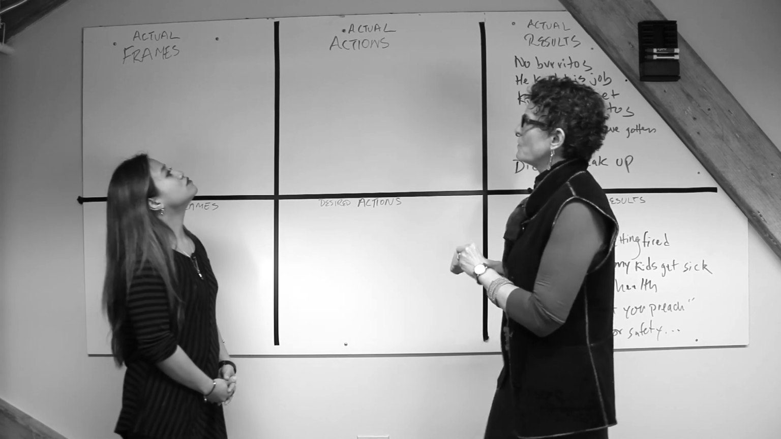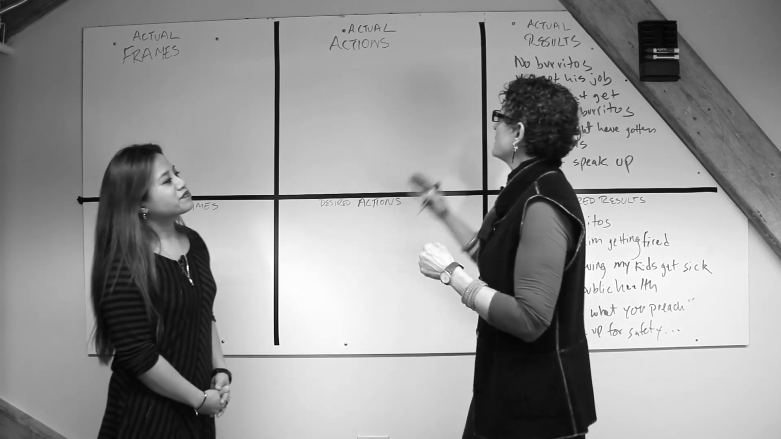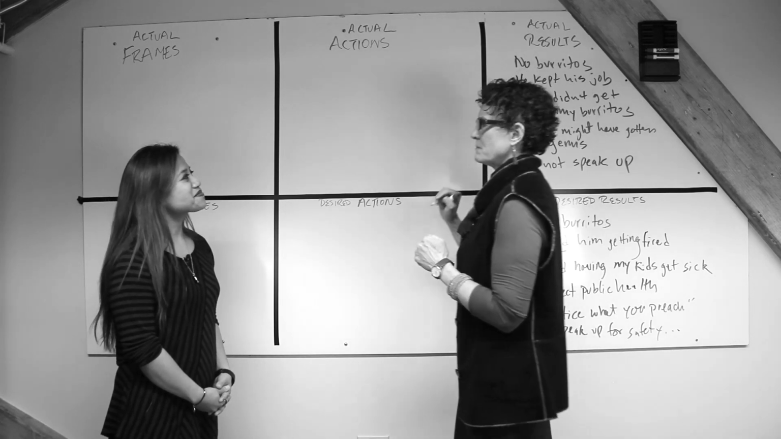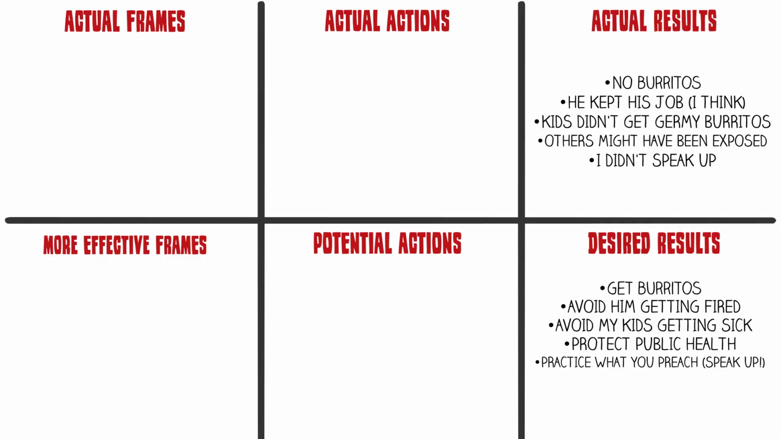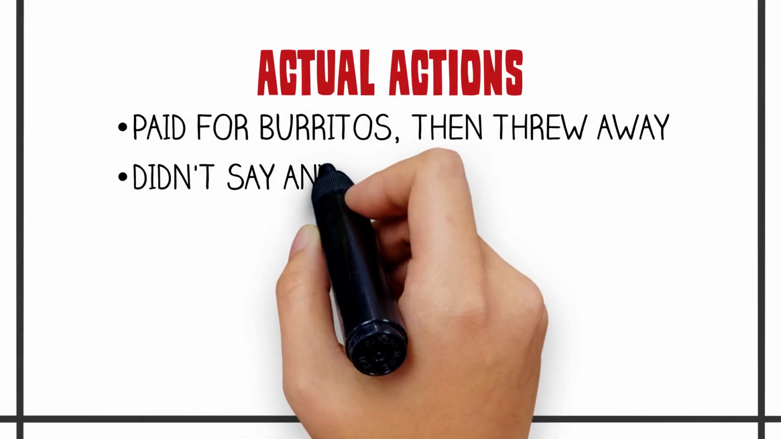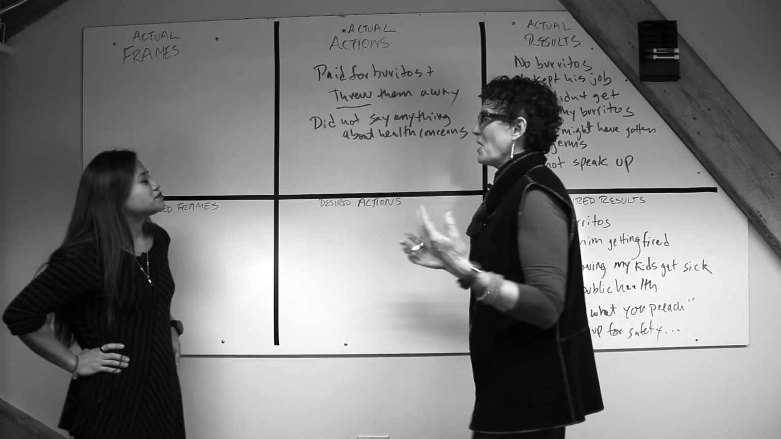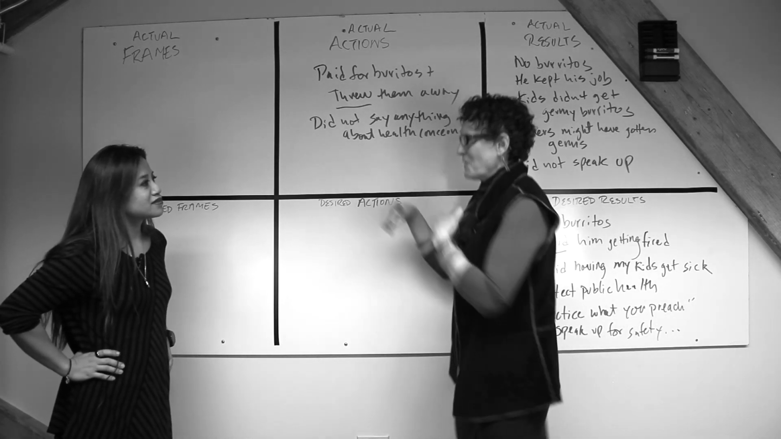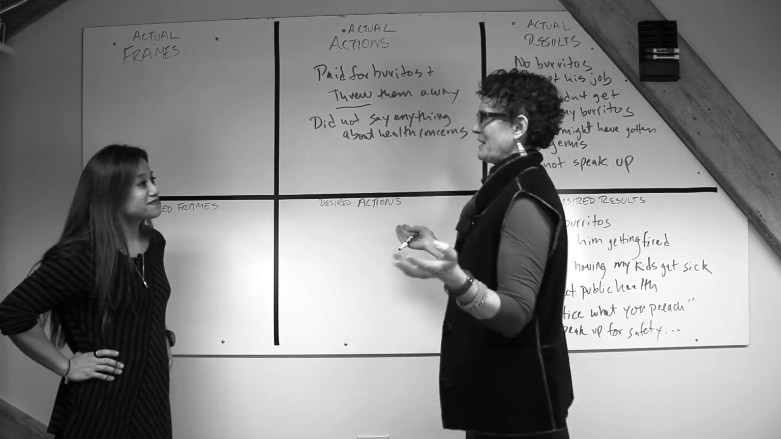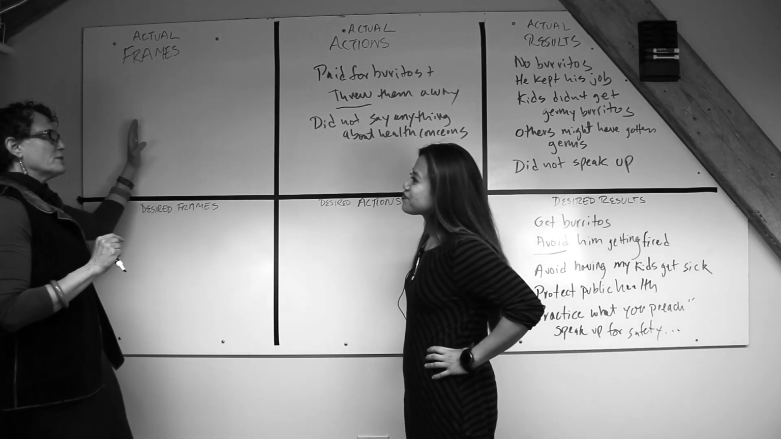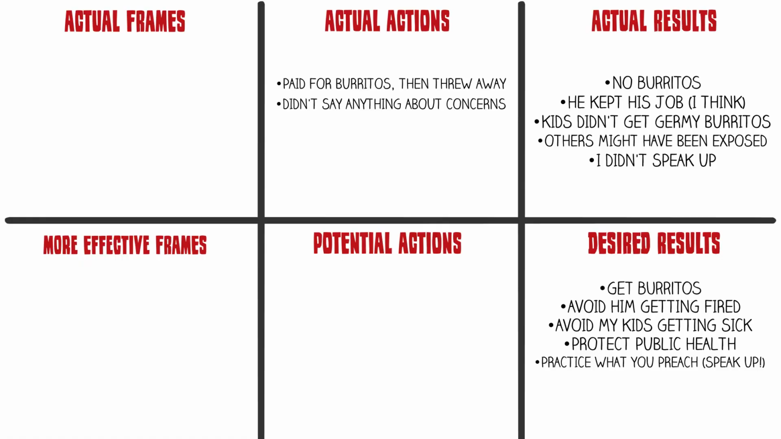Okay, Janice, so now what I'd like to do with you is think about what you actually did that led to these results. So I paid for the burritos and threw them out. Okay. And I did not say anything. Okay. There's a lot of research on speaking up, and a lot of us do this. We find a workaround, and we don't say anything. Let's think a little bit about your thinking. So what were you thinking such that you did this?